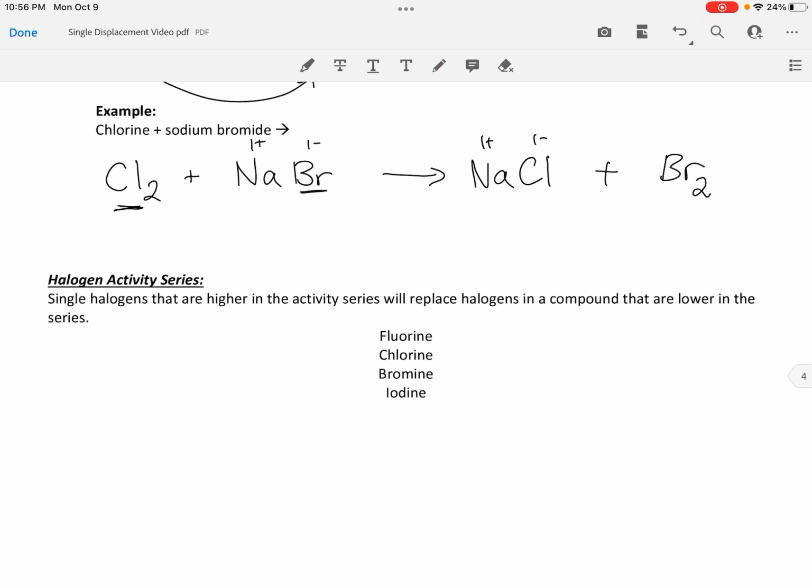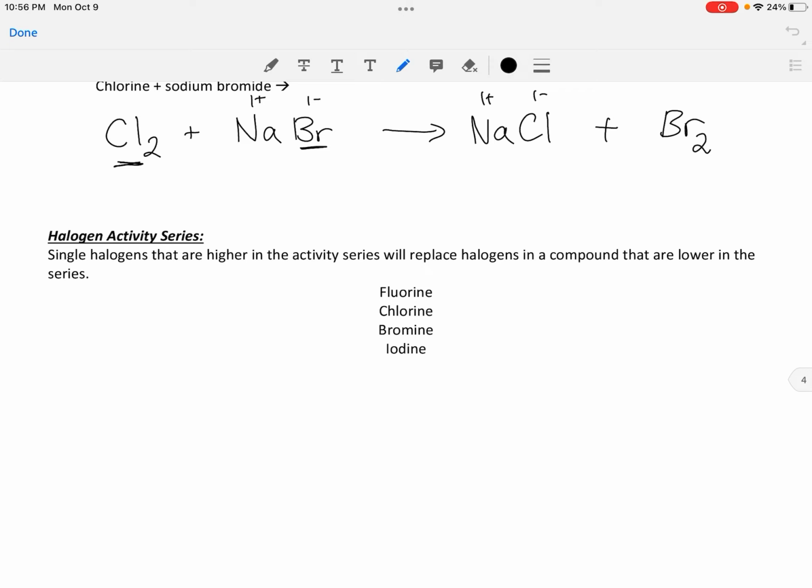Now, just like with metals, we have an activity series that tells you whether or not a reaction will occur. So the only way a single displacement reaction will occur is if your single element here is higher on the activity series than the one it's displacing. So in the example we just did, chlorine was higher on the activity series than bromine. And so it could bump out the bromine, right, and steal the sodium for itself.